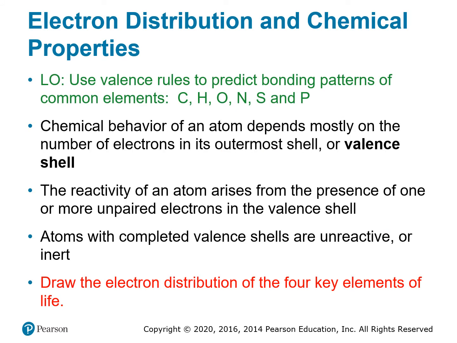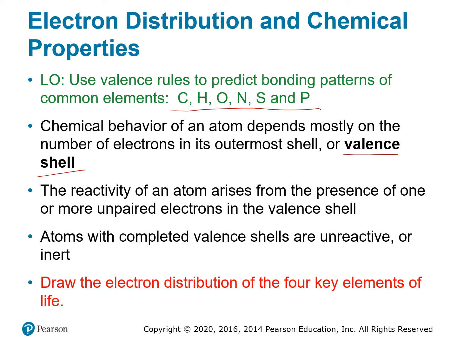So I want you to go ahead and draw the electron distribution of these elements because we're going to see how they get together and share electrons with other elements. So these are going to be the important ones to know. And the chemical behavior of these elements is determined by their valence shell. So it's based on their number of electrons, and you can draw their electron distributions if you know the number of electrons.